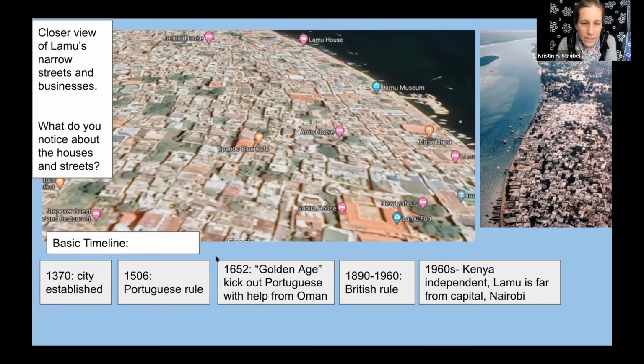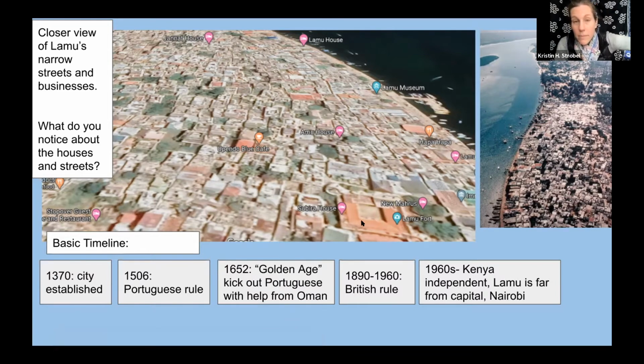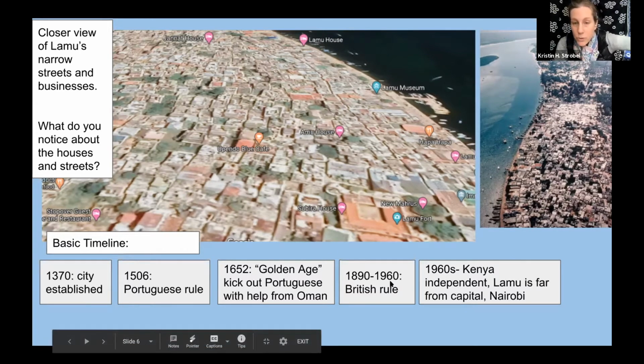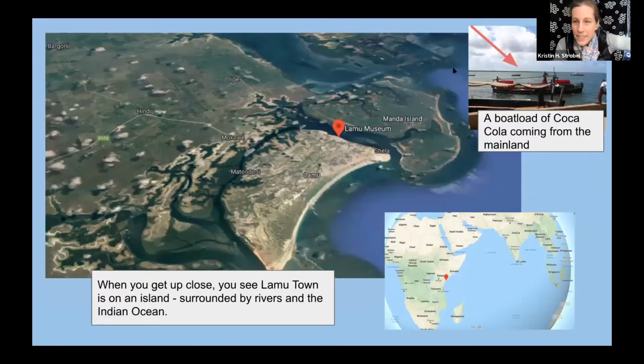But Lamu has a different experience here because they're a little further out. They were able to kick out the Portuguese with help from Oman. And so they become for a while a protectorate of Oman. Then there's British rule into the 1960s. But during that time of British rule, as we saw, they're kind of the hinterland. And that has allowed Lamu to keep some of its separation from European or British colonial policies. So this is where we are.